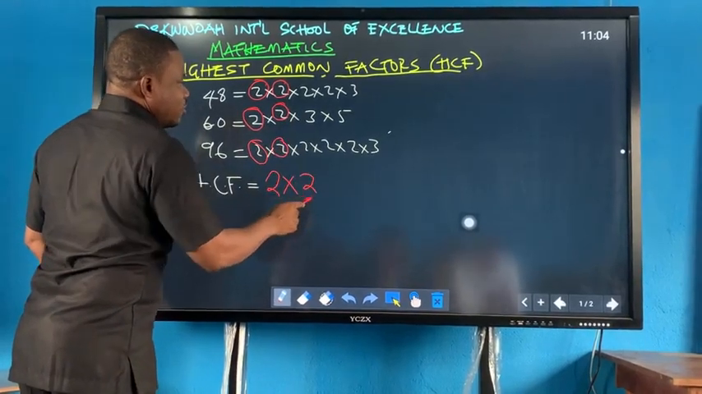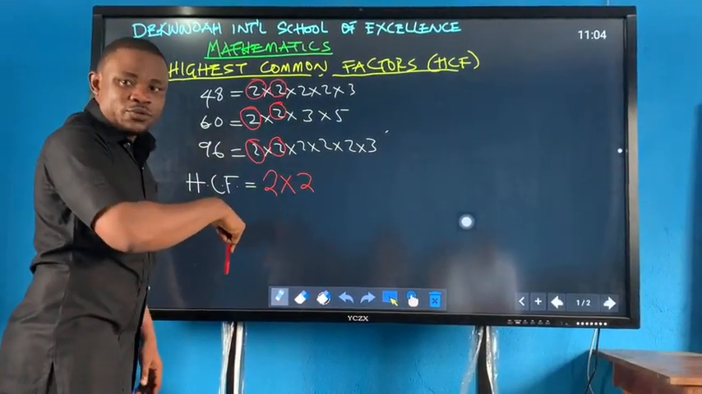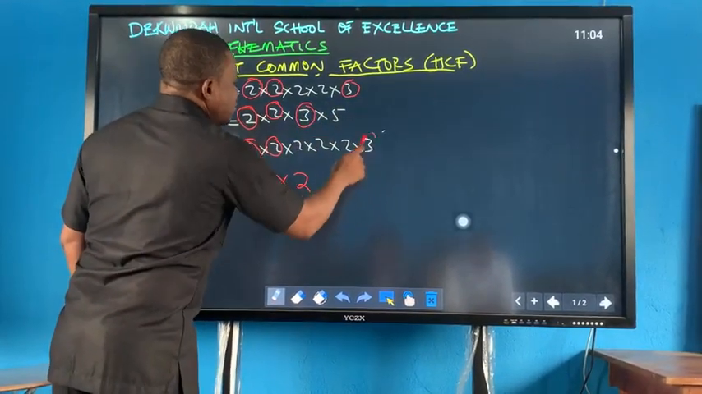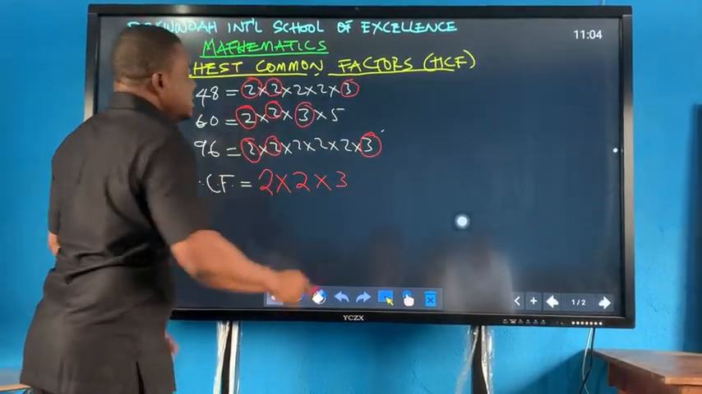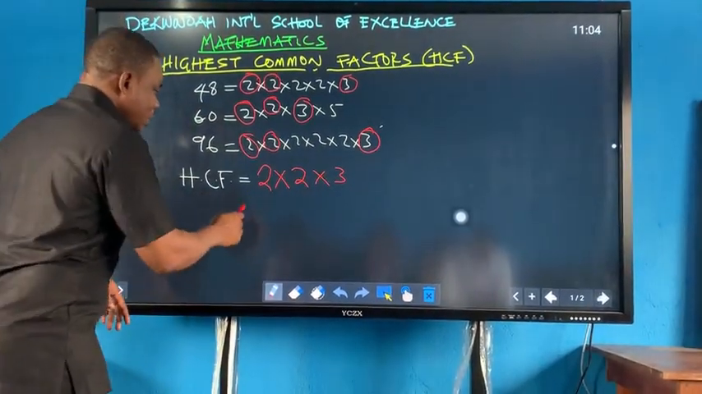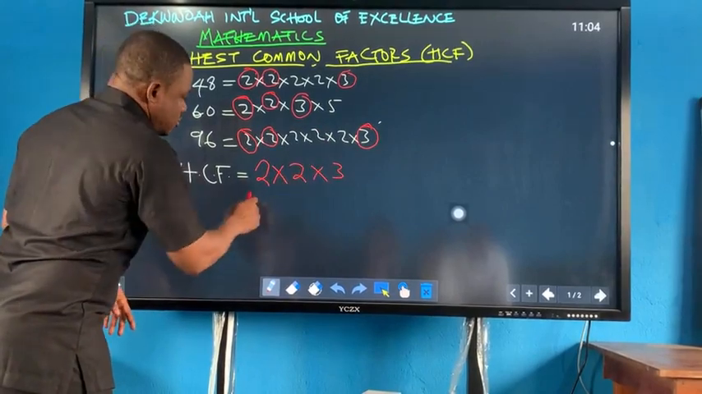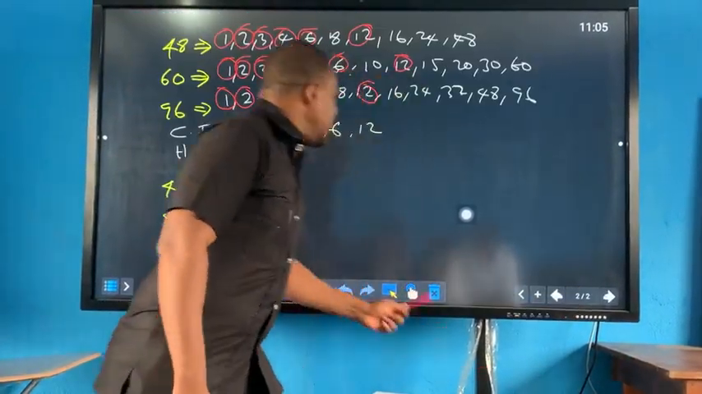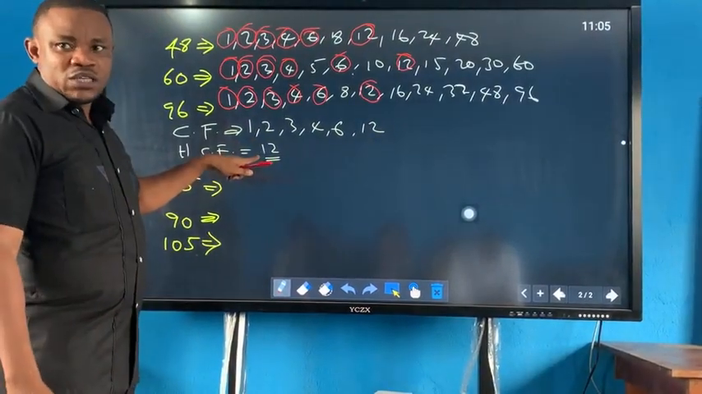I'll take another one. Do I have 2 everywhere again? No. I have 3, 3, and 3. I'll take one of them. Is there any other thing that is everywhere that I'm not taking out? No. So I'm going to have 2 times 2 times 3 to give me 12. What did we get when we were solving the last time? We had 12 as the highest common factor.